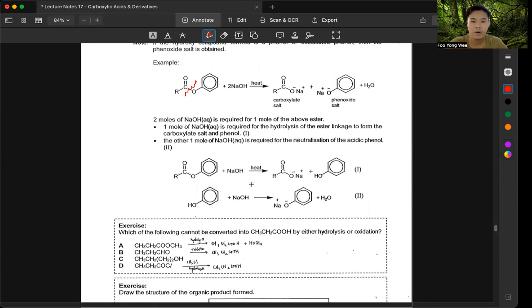All right, so once the phenoxide salt is formed, you need to further neutralize it to form the acid. Form this first, OH, and then you form the acid. So this is the first NaOH, and this is the second NaOH.